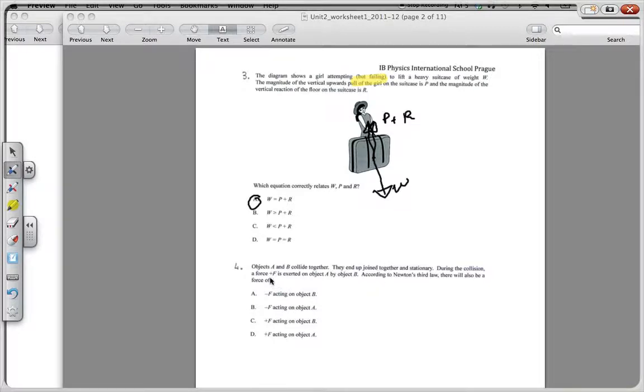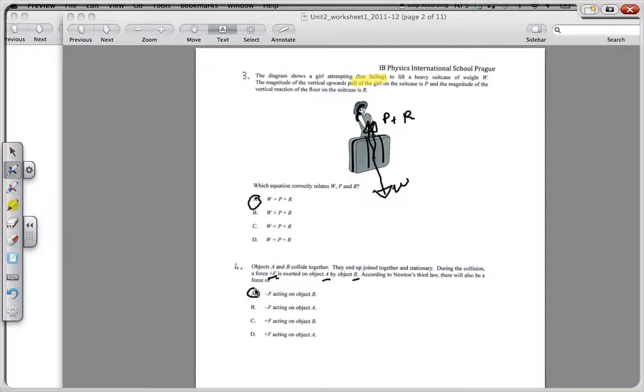So if there is a force plus F on object A by B, then obviously we're going to have a force in the opposite direction. So the plus will be minus, it will be one of these two, and it will be on B, because the force was exerted on object A, so it's going to be on object B here.